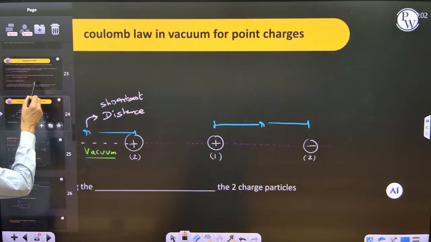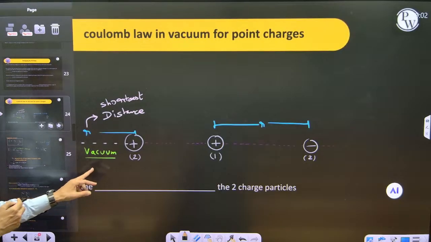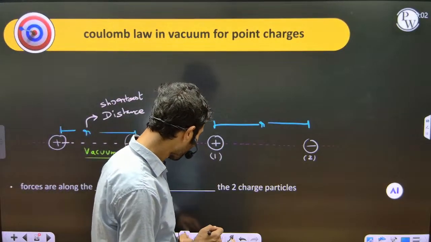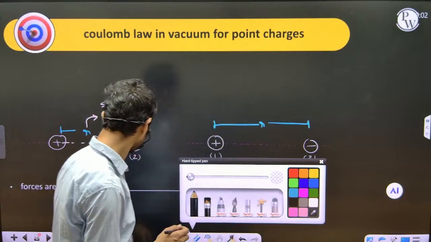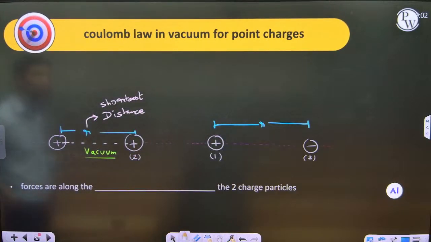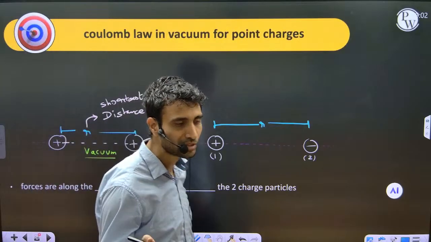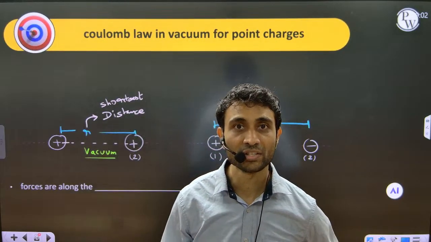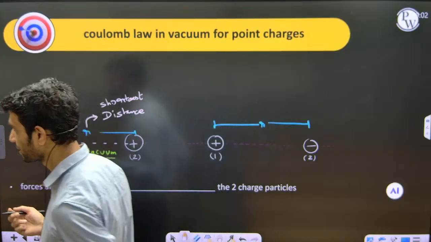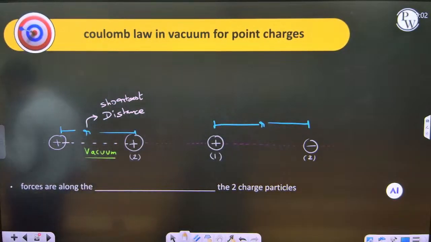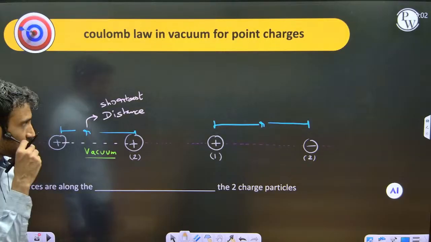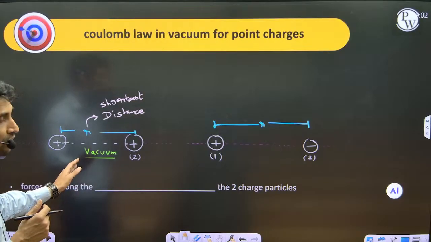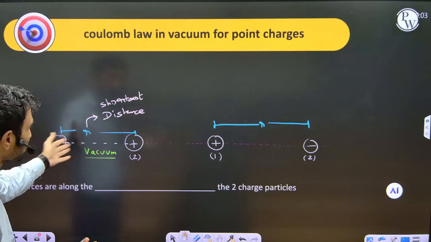As I told you, today we'll be starting with Coulomb's law. What we'll be doing in Coulomb's law is talking about forces between two charges. We know that like charges repel each other, and unlike charges attract each other. We know that already. So what we're going to do today is find the force relation between the two charges.